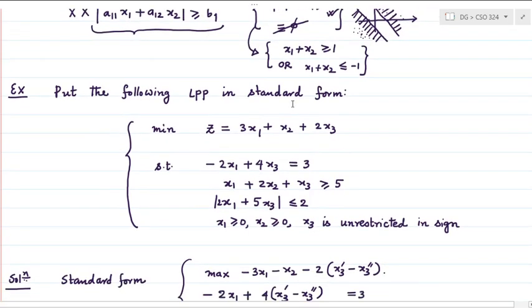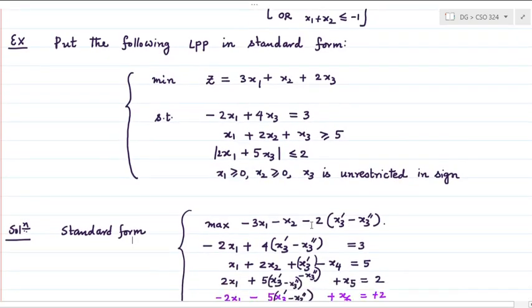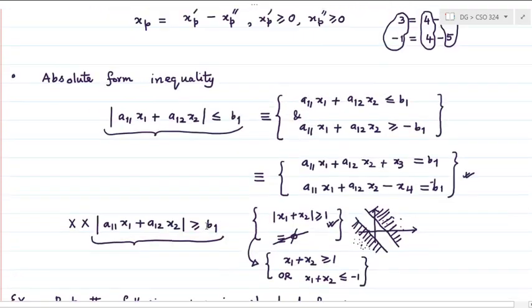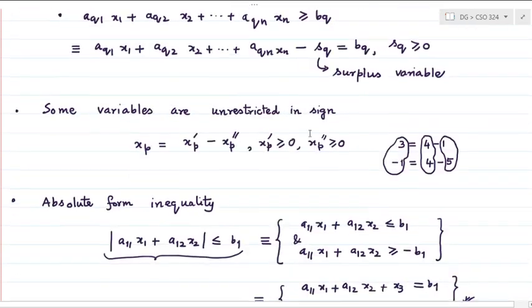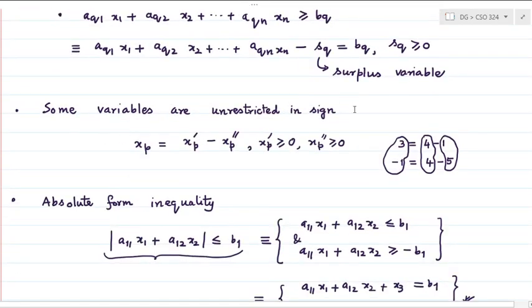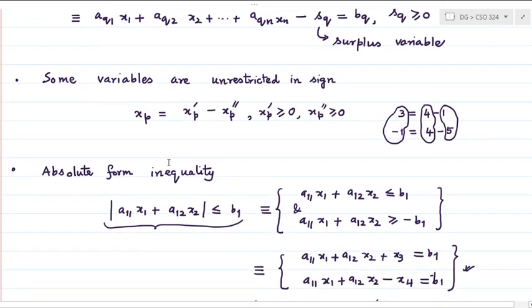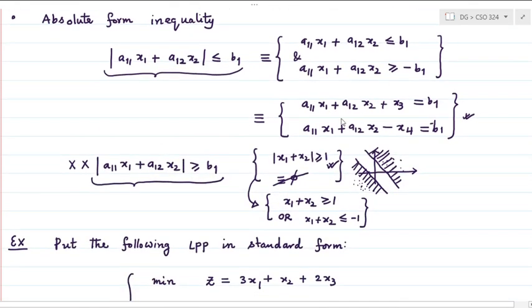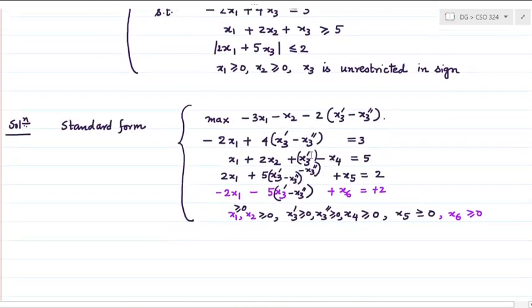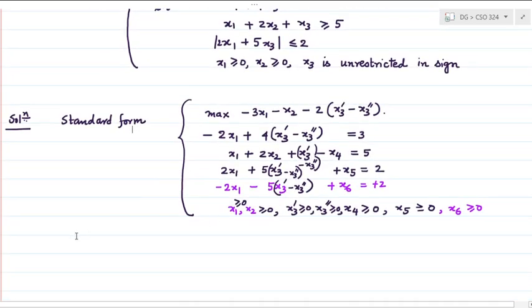So this is how we will standardize. For any given linear programming problem, you can effectively make it into the standard form with the use of these three operations: adding or subtracting slack or surplus variables respectively, or if some variables are unrestricted in sign, then you introduce two variables, take their difference and get a resolution of the issue of being unrestricted in sign, and also this absolute form inequality can be converted into two equalities. Fine. This is how the standard form will look.